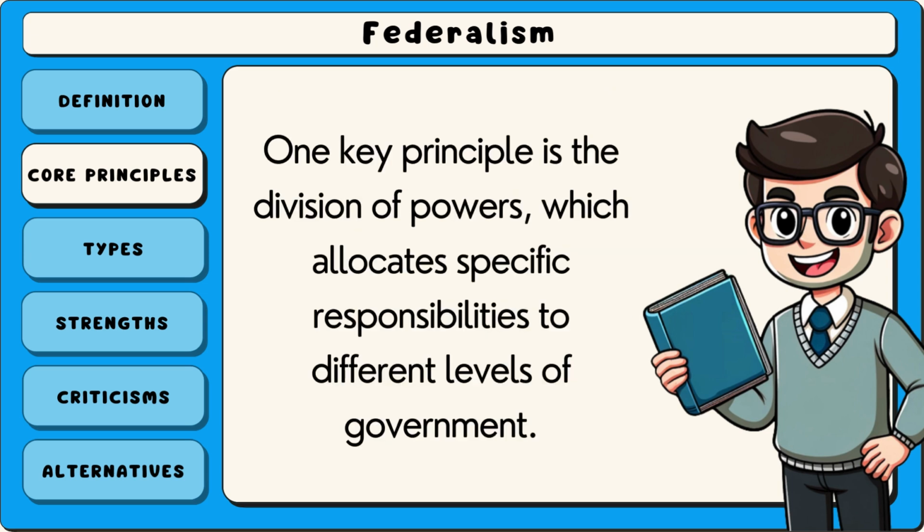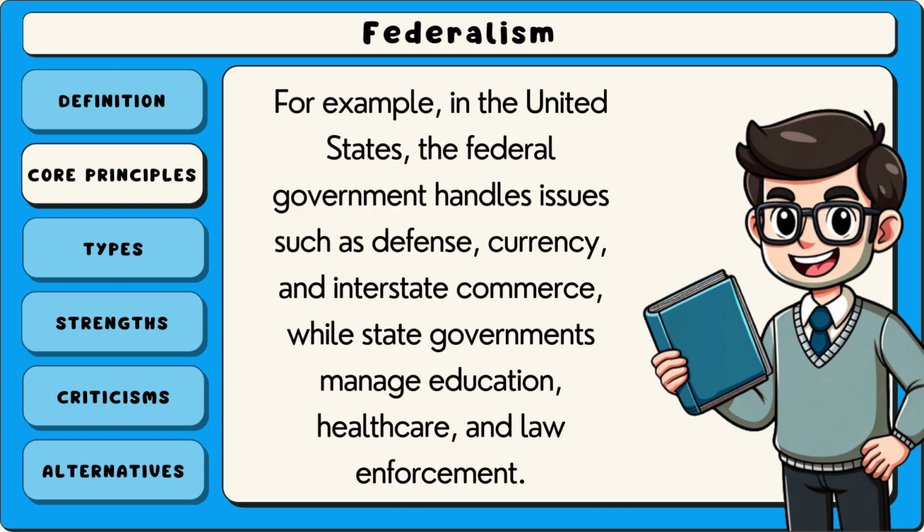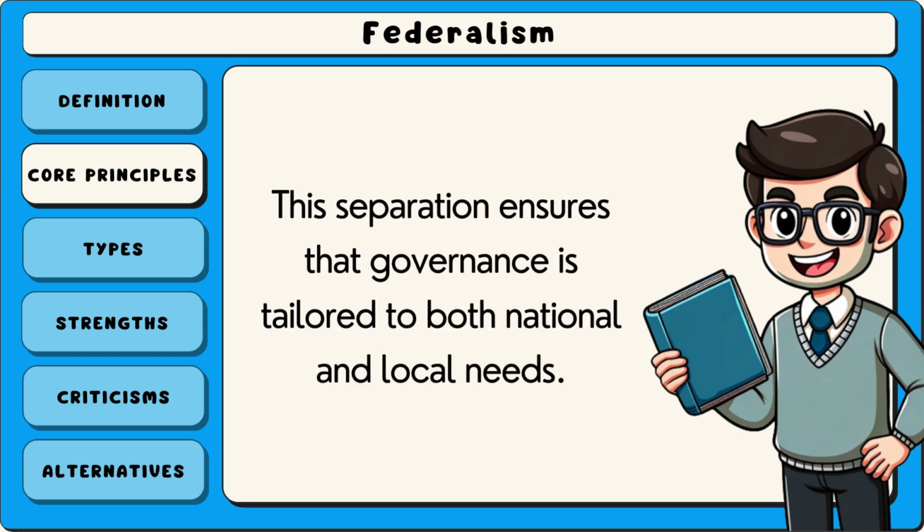One key principle is the division of powers, which allocates specific responsibilities to different levels of government. For example, in the United States, the federal government handles issues such as defense, currency, and interstate commerce, while state governments manage education, healthcare, and law enforcement. This separation ensures that governance is tailored to both national and local needs.